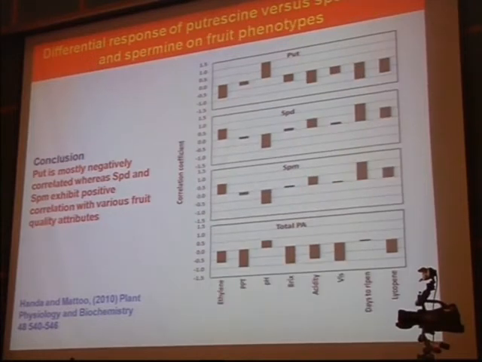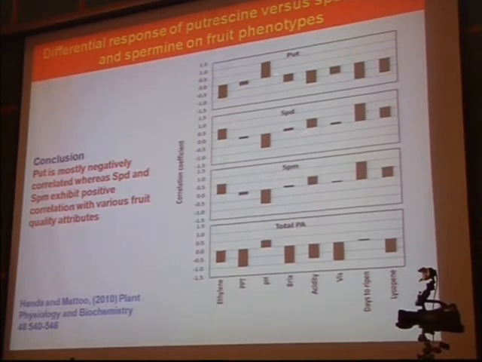It's a quick slide because it's not that important. It's basically what you look at, how much is down and how much is up. Similarly, we looked at physiological parameters like ethylene production, pH, Brix, acidity, viscosity, and it seemed like in all cases putrescine has a negative correlation compared to spermidine and spermine.